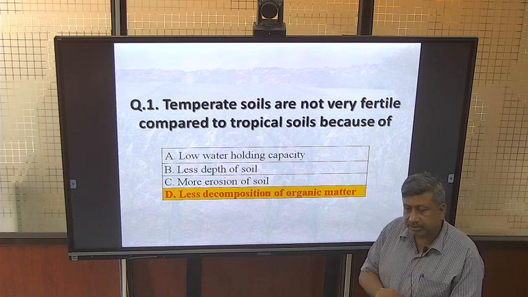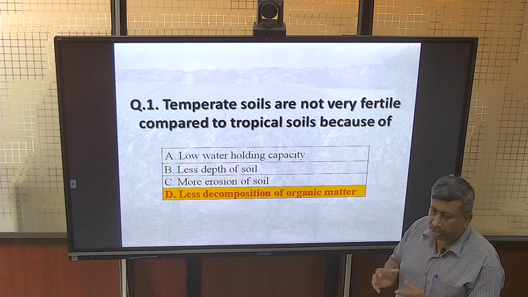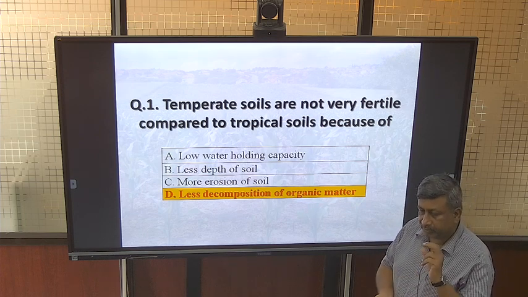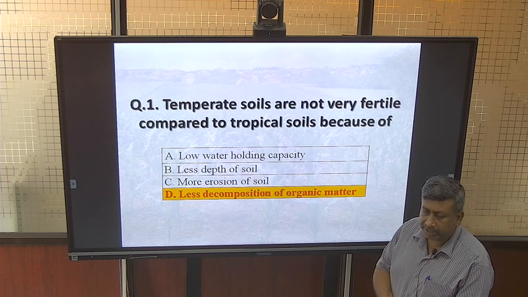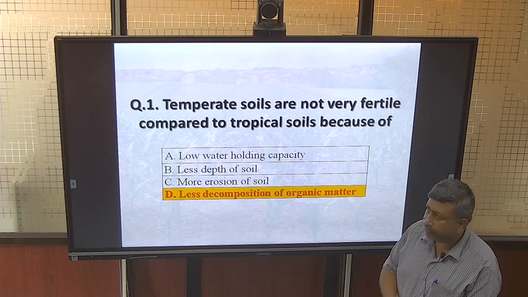In the temperate region, temperature is very low, that is why the mineralization process is slow, and nutrients are released by the mineralization process. That is why soil fertility is low in the temperate region, because of poor decomposition as a result of low temperature.